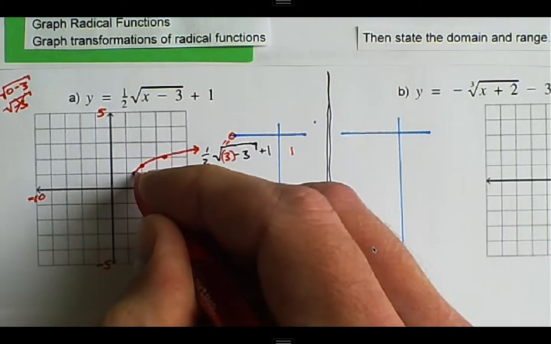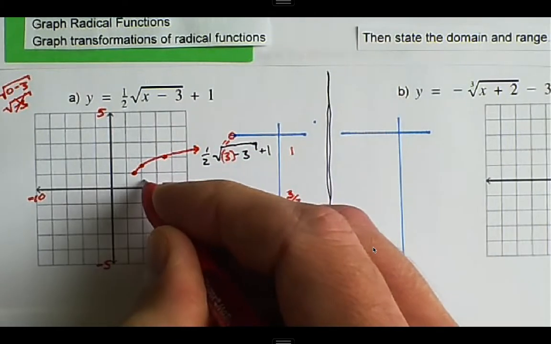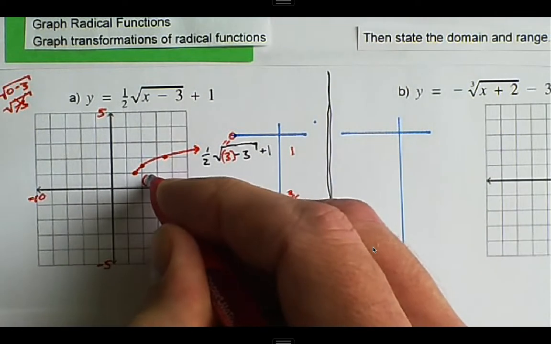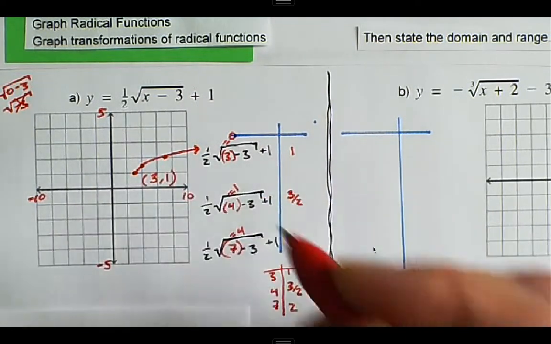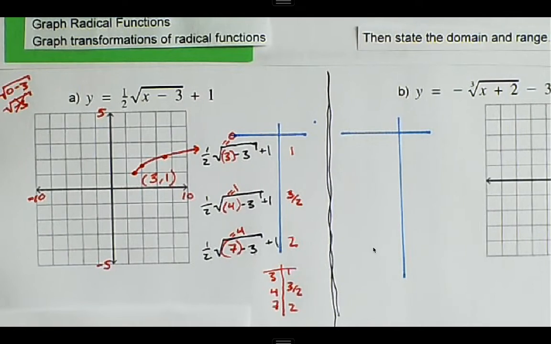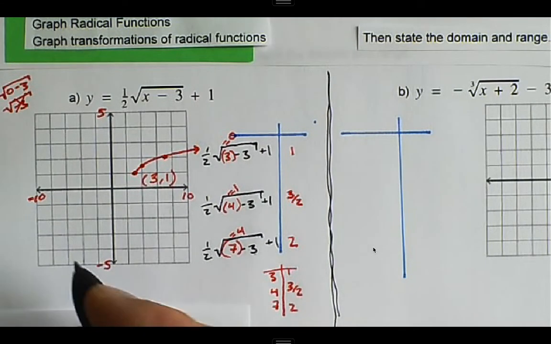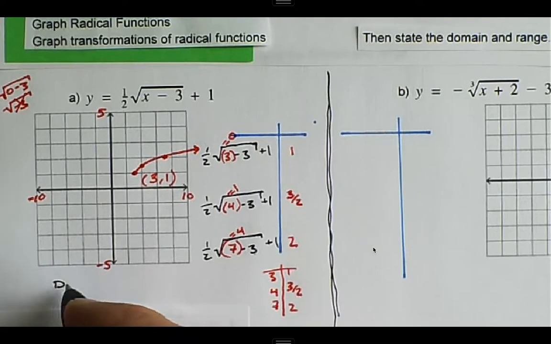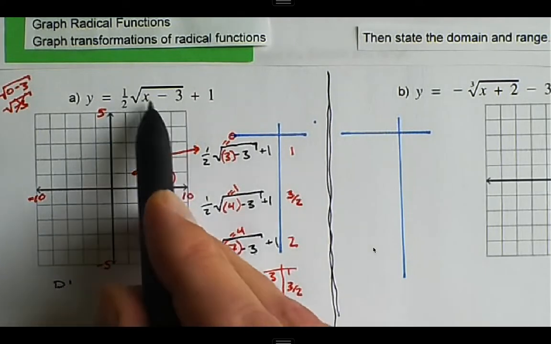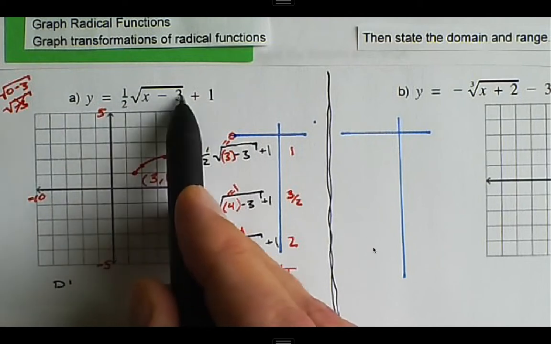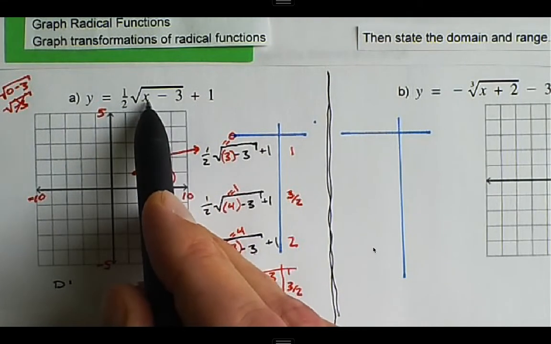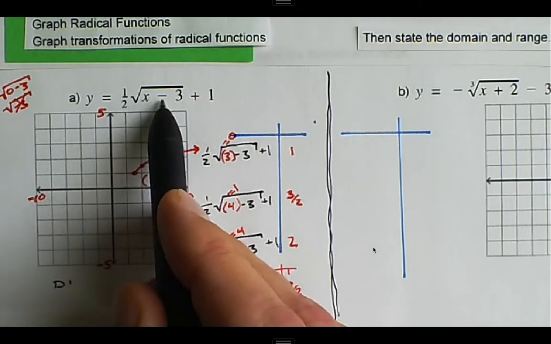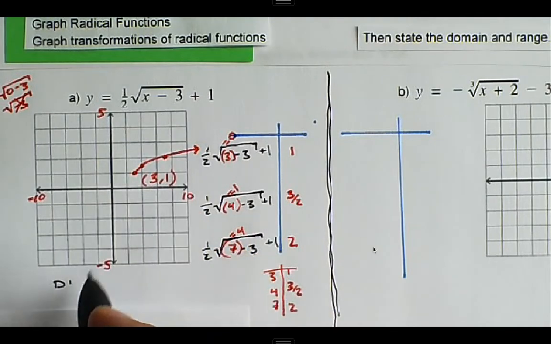The big thing we pay attention to is where we start from, and we start at 3, 1. That's going to help us pick out what our domain and range are. So the domain is limited by what's underneath this radical here. The smallest value we can plug in is 3. If we plug in anything smaller than that, we get a negative under the radical, and then we're not going to be able to graph that.